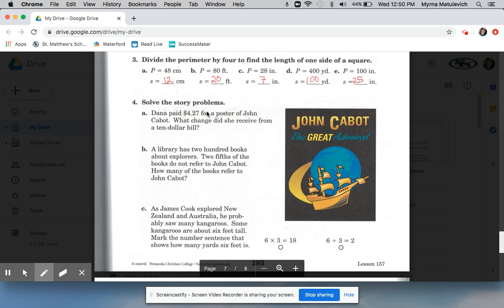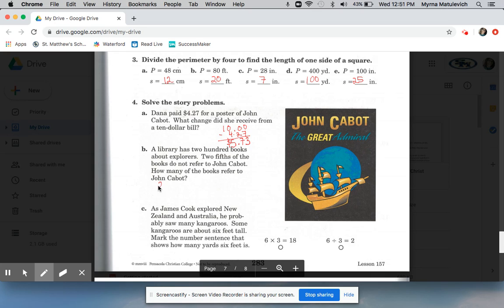Solve the story problems. Dana paid $4.27 for a poster of John Cabot. What change did she receive from a $10 bill? $5.73. A library has 200 books about explorers. 2/5 of the books do not refer to John Cabot. How many of the books refer to John Cabot?